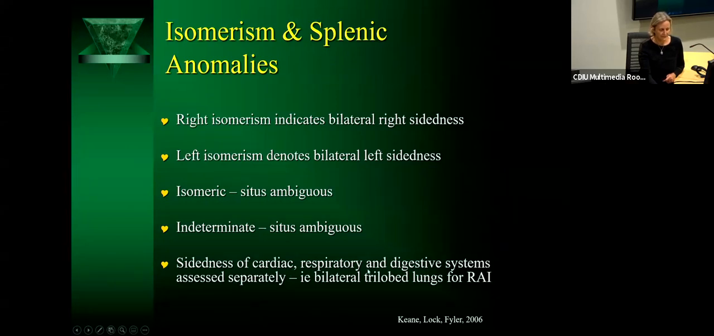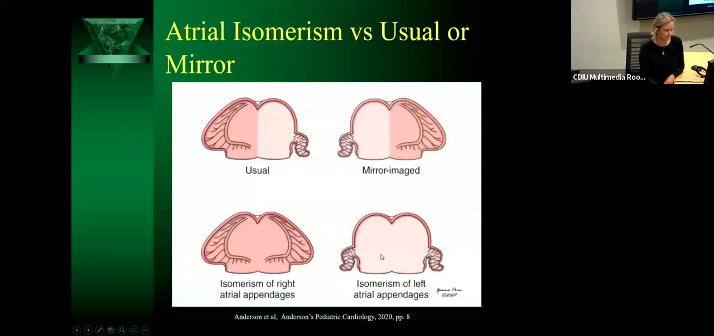Sidedness of the cardiac, respiratory, and digestive systems is assessed separately. For example, bilateral trilobed lungs for right atrial isomerism. We would normally expect a trilobed lung on the right and two lobes on the left. But when you have right atrial isomerism, with two right atrial appendages, you can have bilateral trilobed lungs.